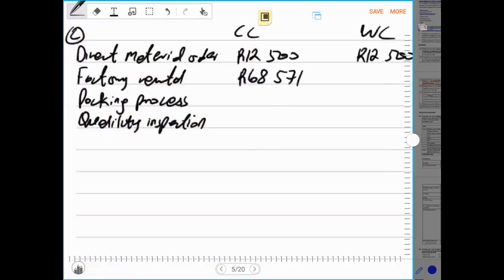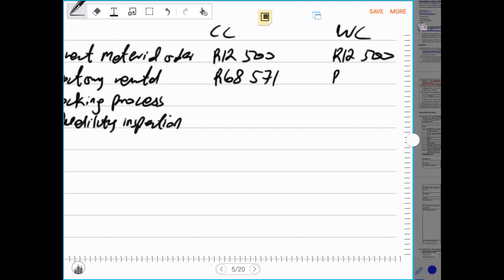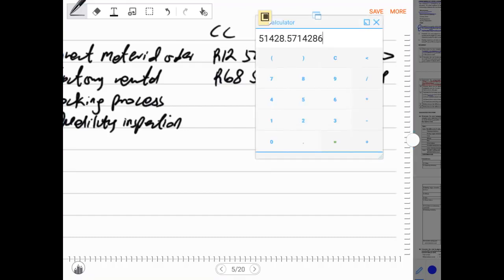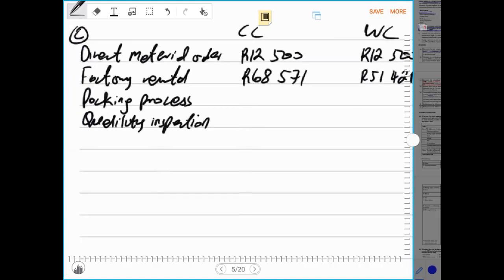51,429. So the 51,429 now is the allocation to the second product in terms of rental.